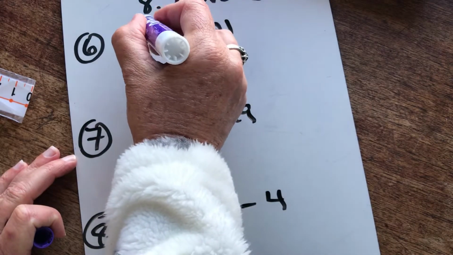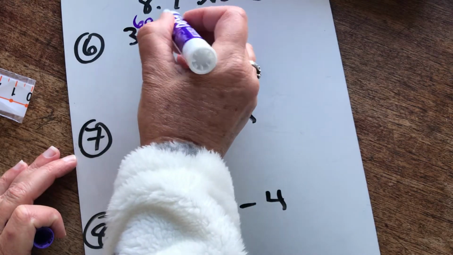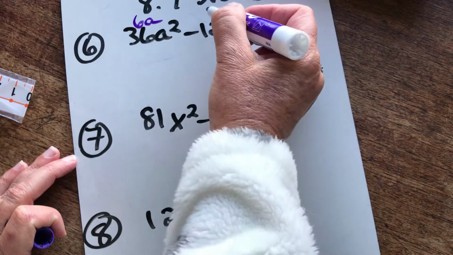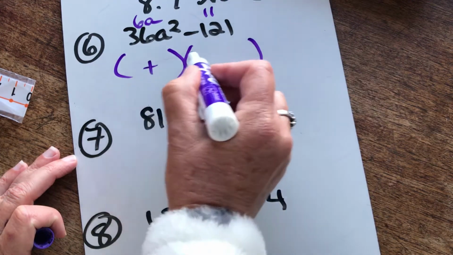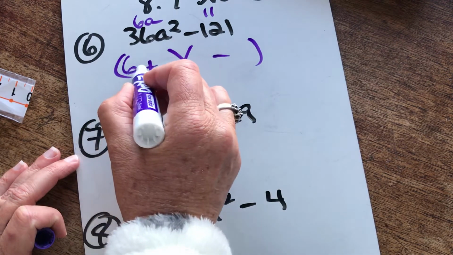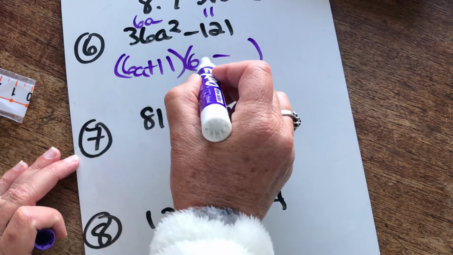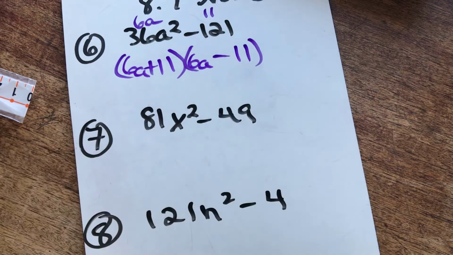36, the square root of 36 is 6. Square root of a squared is a. The square root of 121 is 11. A difference of perfect squares has different signs. Beautiful.